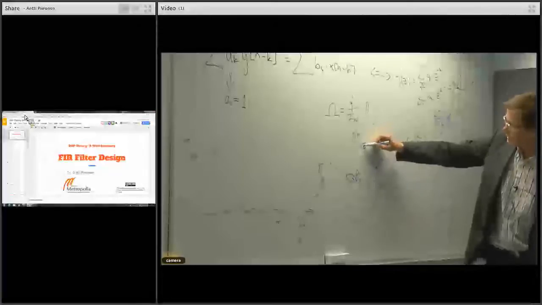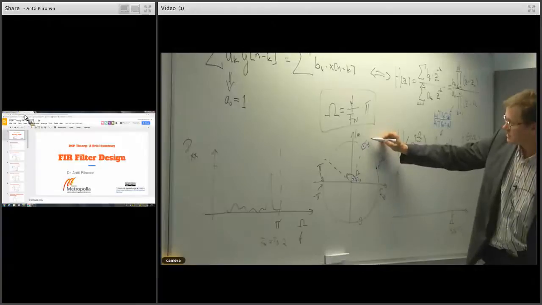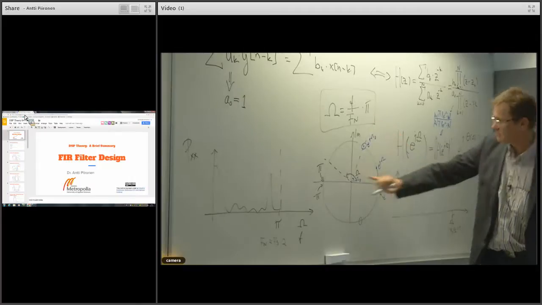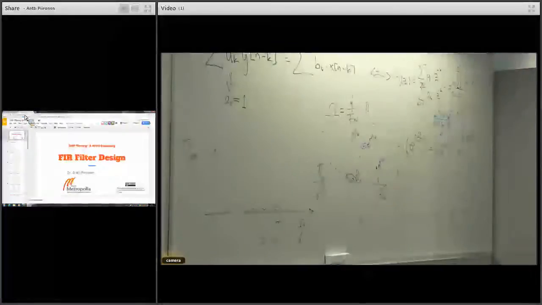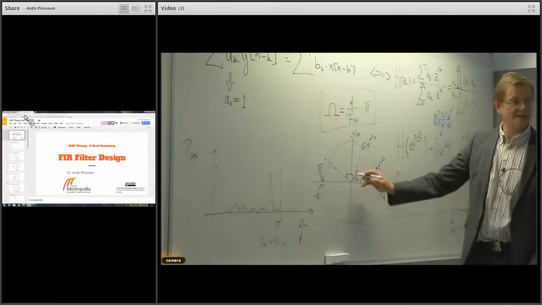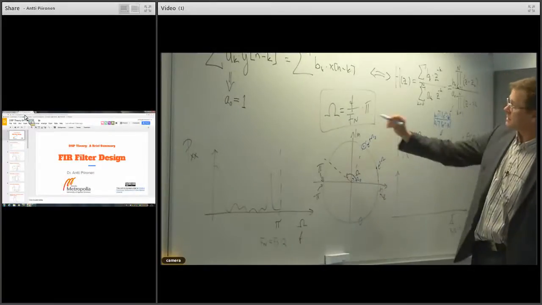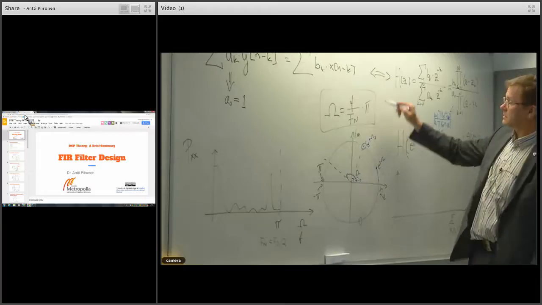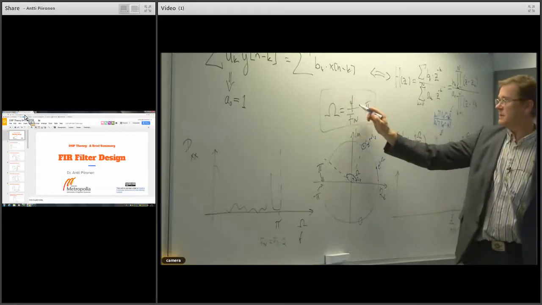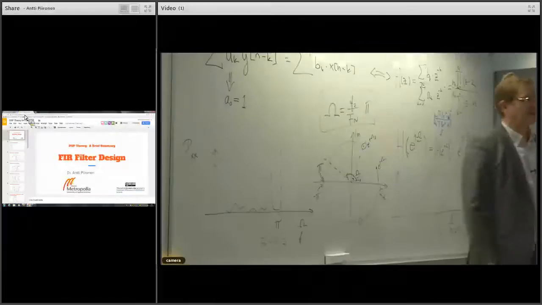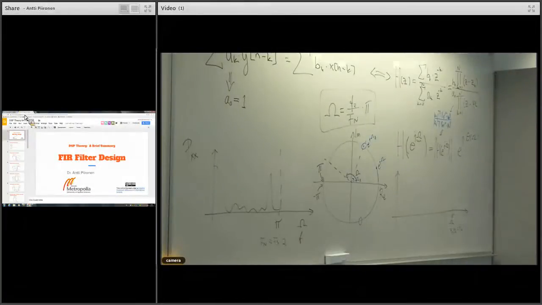And at that point, we actually have e to the j times omega z, same angle as here. That one. Okay. And what is the corresponding frequency? You need to figure out what is the complex angle here, and then use this formula to calculate what is the frequency exactly where the minimum is.